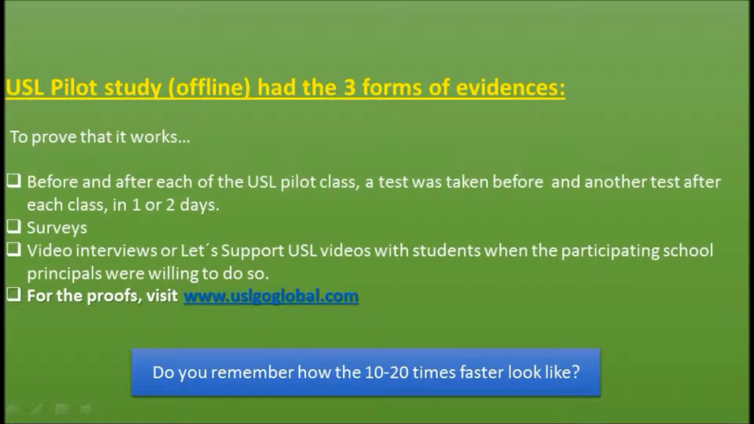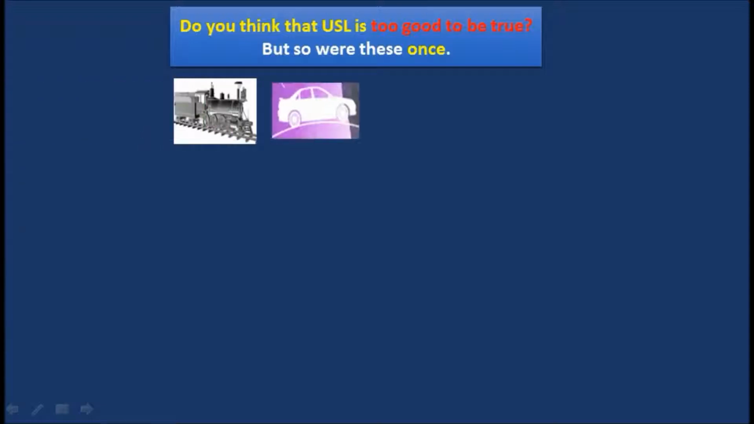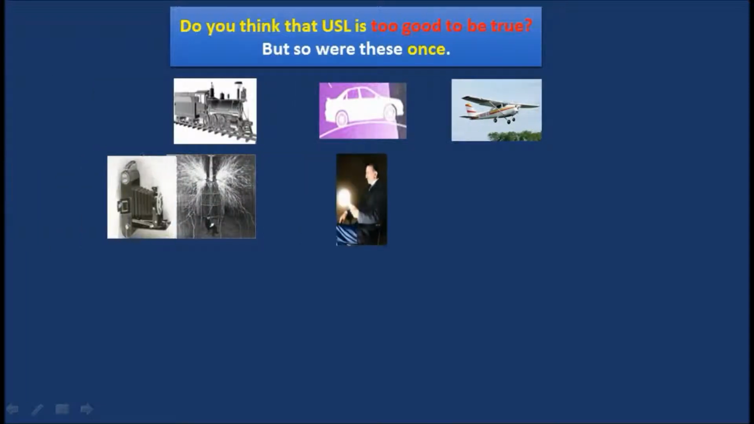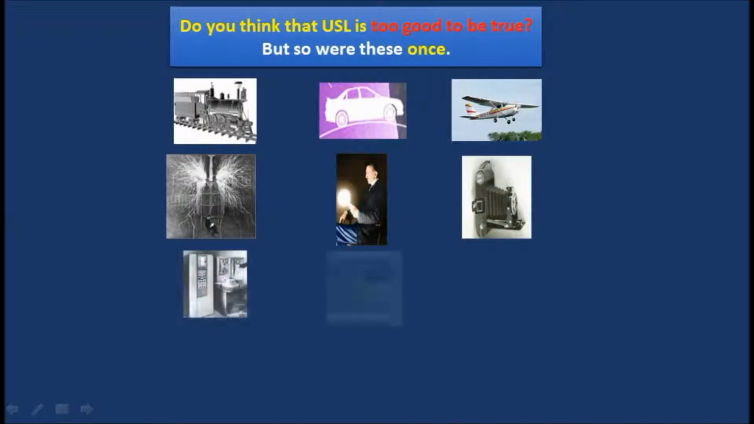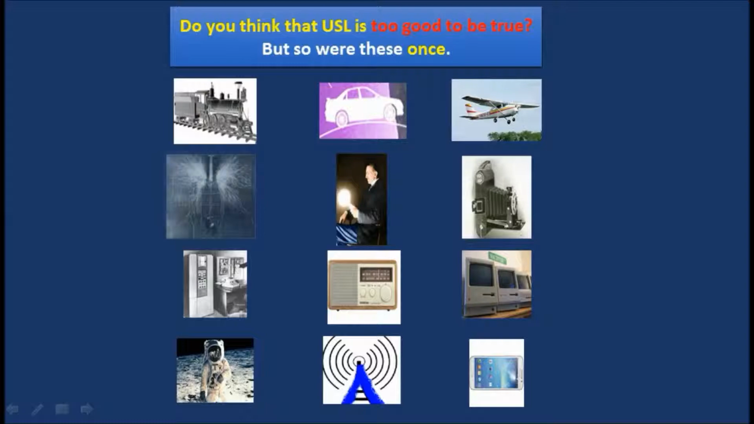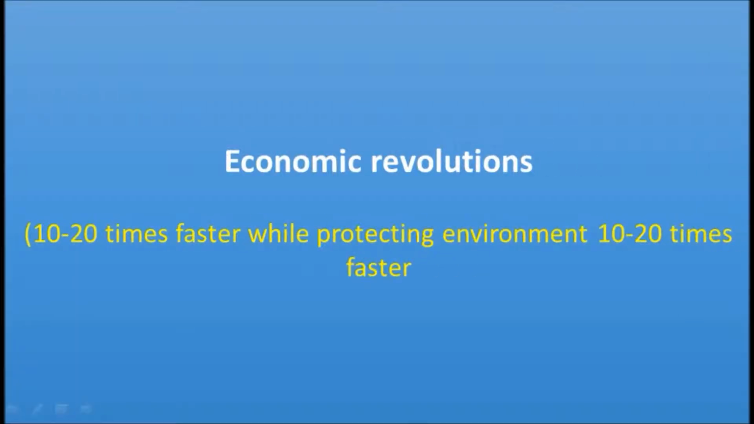Well, true, but all these things, from trains to cars, airplanes, electricity, light bulbs, cameras, computers, radio, walking on the moon, the Wi-Fi, and all these wireless devices, were supposed to be basically impossible, but they have all become possible over the past couple of centuries. Now, once the education revolution is done, the next one kicking in is the economic revolution, 10 to 20 times faster again.